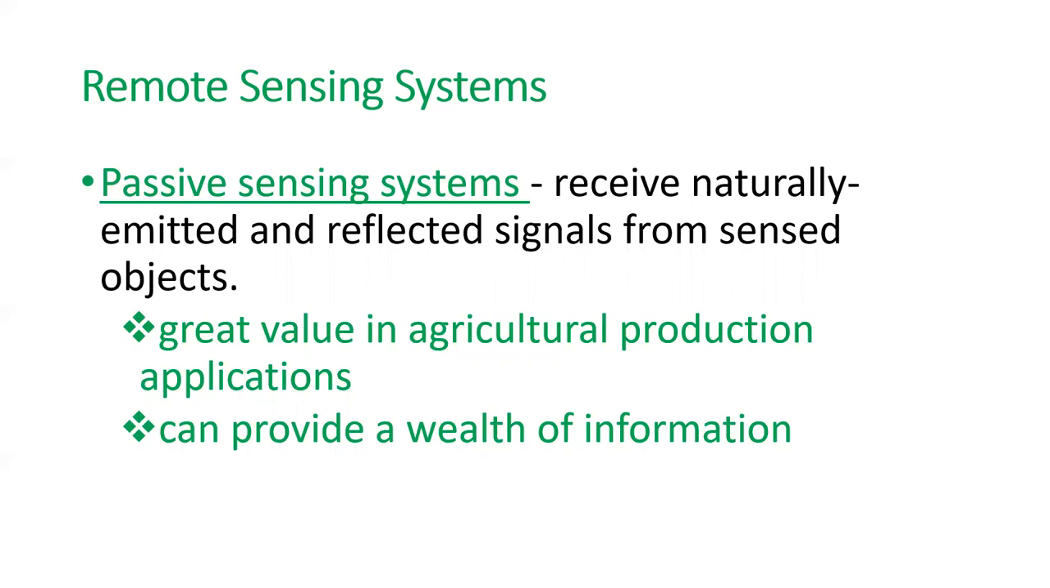Passive sensing systems receive naturally emitted and reflected signals from the sensed objects. They have great value in agricultural production, because you can sense plants, since they emit, and this can provide a wealth of information that we can use to determine the health of a plant. This is quite important information. And you can use this in other sectors, in the energy sector. We can use all this kind of information in social issues or social studies. So passive sensing systems are quite important.